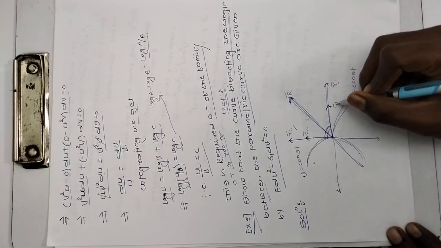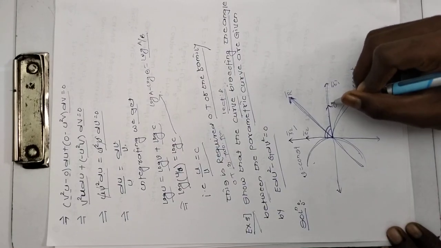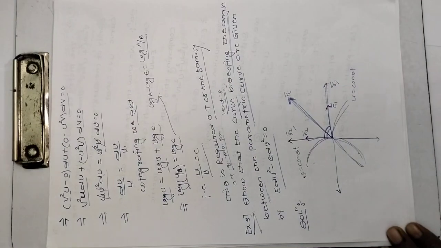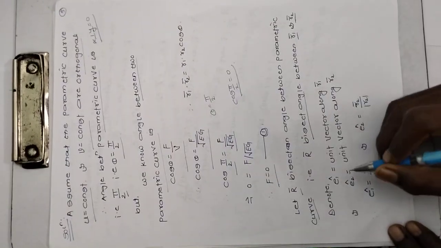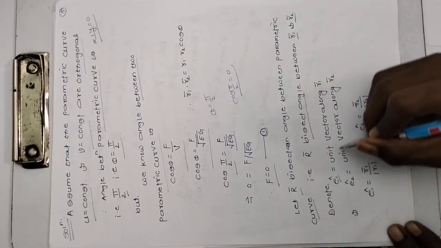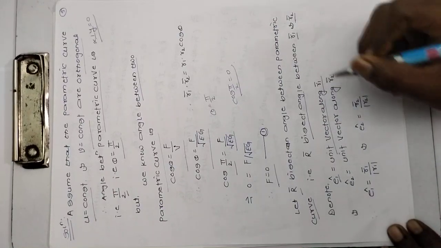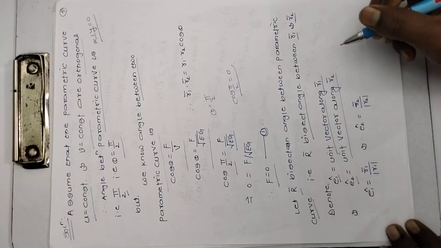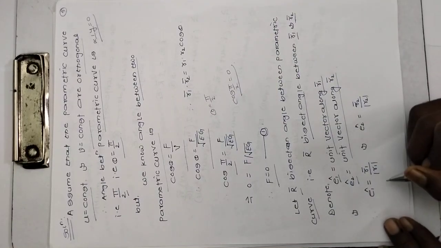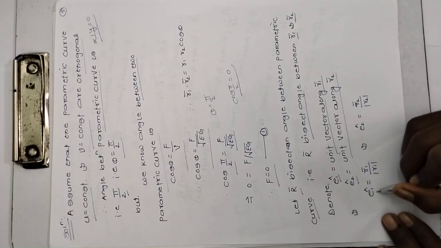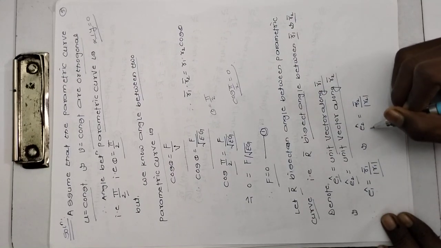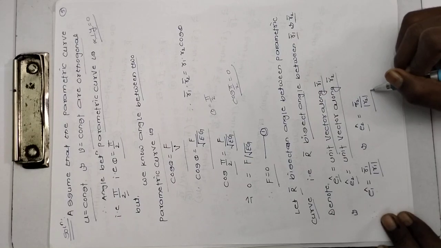Let E1 bar be a unit vector and let E2 bar be a unit vector. So see here, E1 bar is the unit vector along R1 bar and E2 cap is the unit vector along R2 bar. And therefore we write E1 cap is equal to R1 bar upon mod of R1 and E2 cap is equal to R2 bar upon mod of R2.